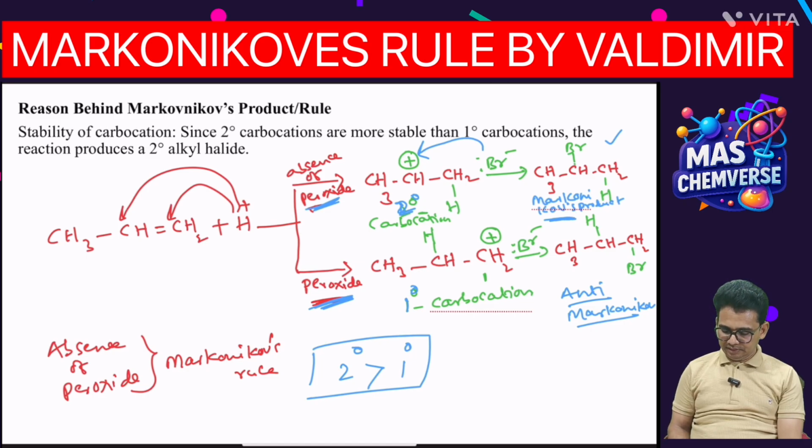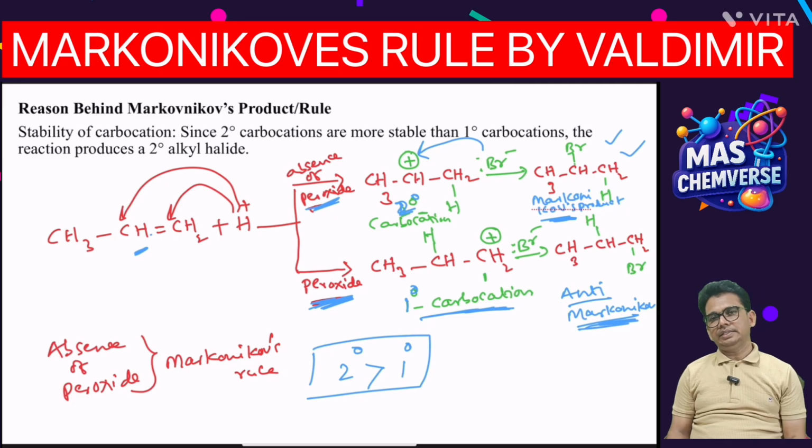The reverse happens in the presence of peroxide. In that case the hydrogen goes to the carbon which has fewer hydrogens, producing the primary carbocation. That attacks with the bromine to give the anti-Markovnikov product. I hope you understood the reason behind Markovnikov's rule. Markovnikov's rule means hydrogen goes to that doubly bonded carbon which has the more number of hydrogens. We are discussing this only for unsymmetric alkenes, that is, unsymmetric addition of hydrogen halide. I hope you understood this.